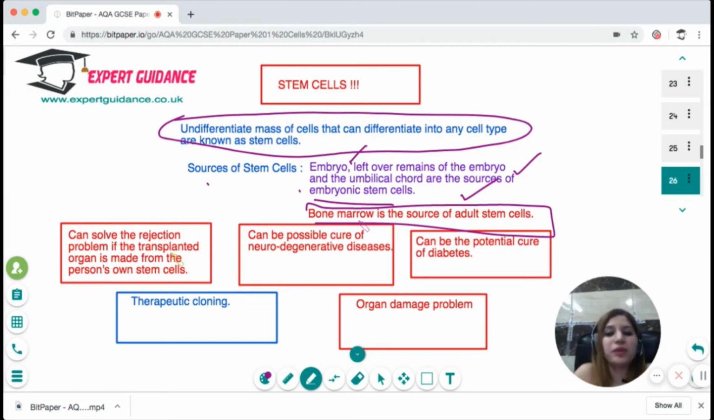It can also help in therapeutic cloning. In therapeutic cloning, we take adult stem cells and use them to make embryonic stem cells, and then the embryonic stem cells are specialized to make the desired organ. And it can also solve the organ damage problem. So stem cells are a very good promise, a very good potential medicine revolution for the future.